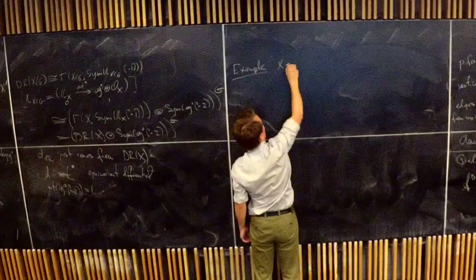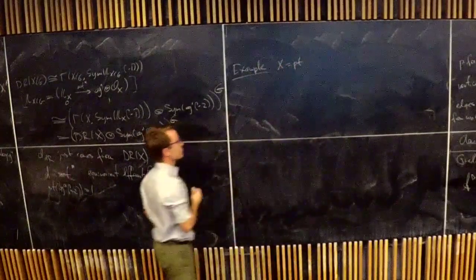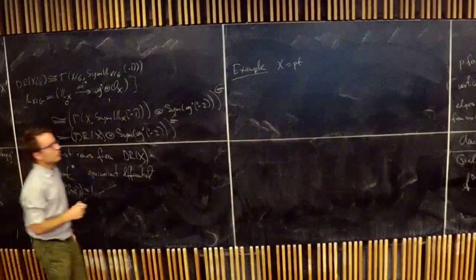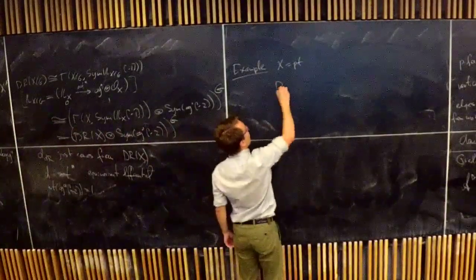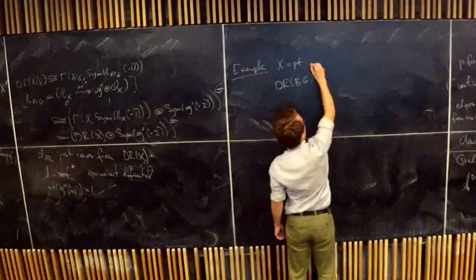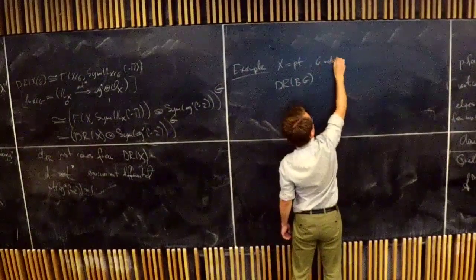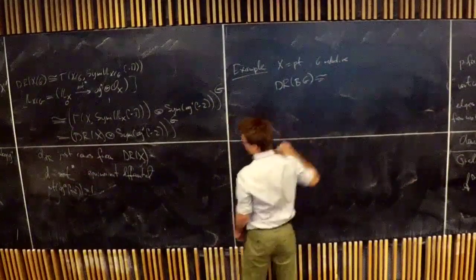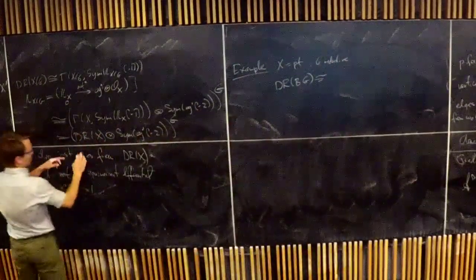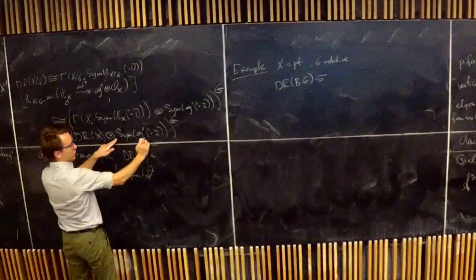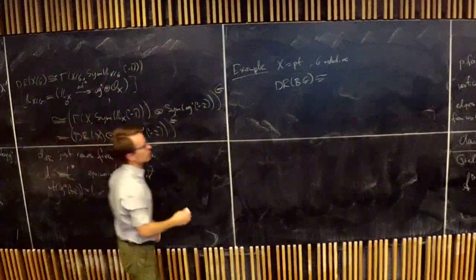So let's consider the case when X is just a point. So I'm looking at the classifying stack. And again, G is reductive. Well, if you look at this formula, this de Rham algebra of X goes away, and you just get the symmetric algebra of G dual shifted by minus 2, G invariants.